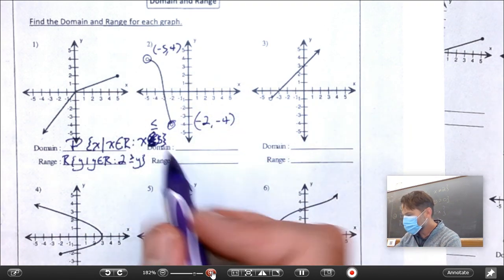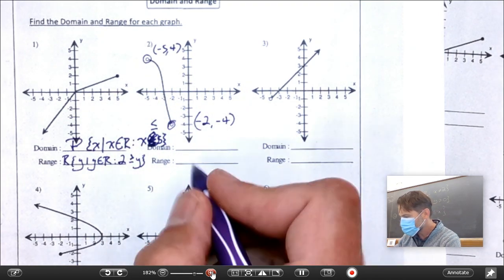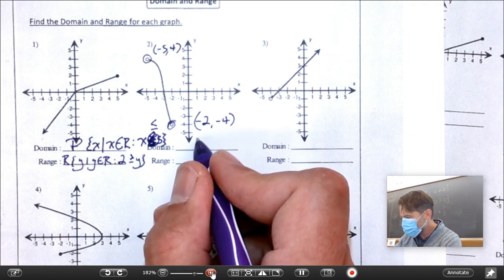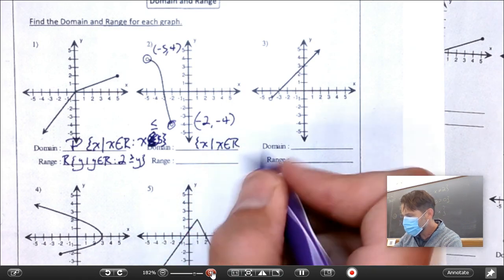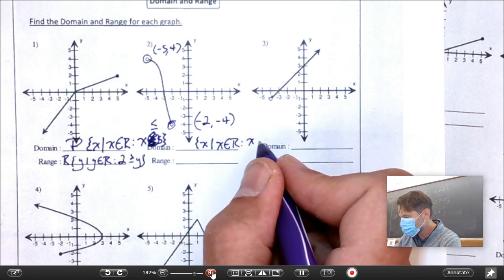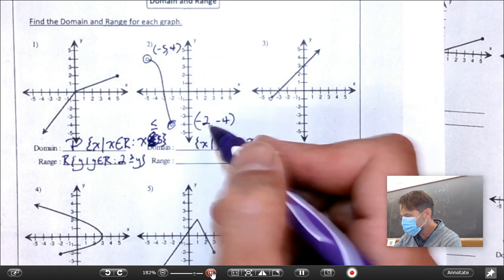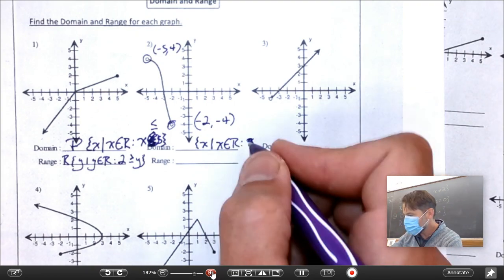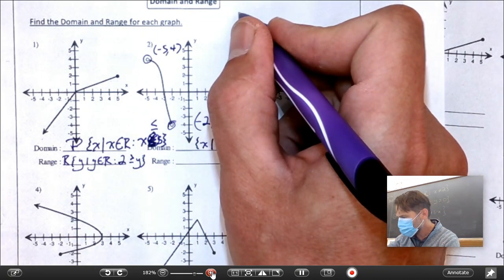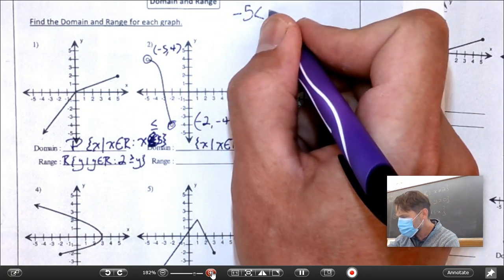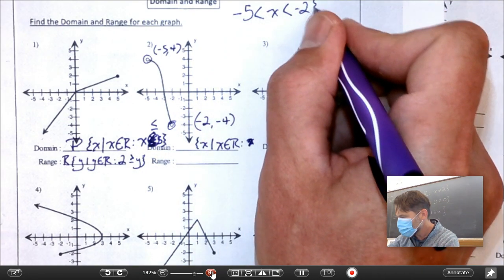All right? So if I want to list the domain for that function, I'm looking for its possible x values. So I would say the domain is a set of x values such that x is of the reals, and x is greater than -5 and less than -2. So here I need to write it this way, and I'm going to write it up here because I don't have enough space down here. So I would have -5 is less than x, but x is also less than -2. Okay, and then I close my squiggle bracket.